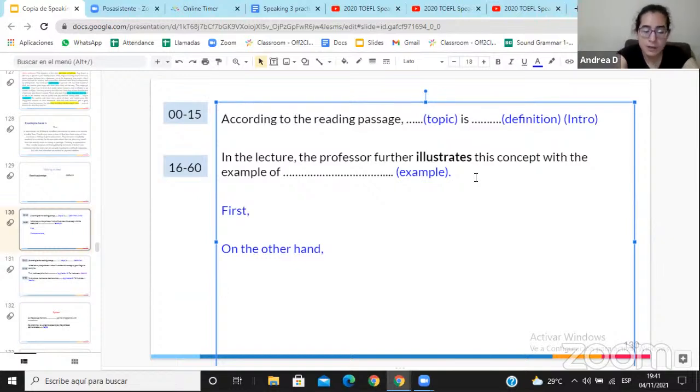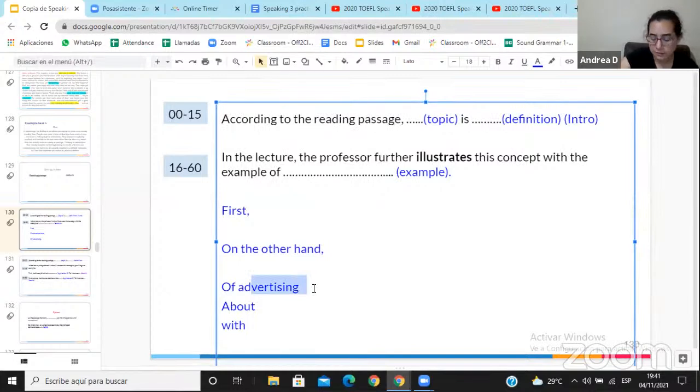Careful with grammar, maybe. So the strategy of advertising, right? Remember that whenever you have a preposition, like of, about, with, you need a gerund, advertising. So nice though, well done, good job.